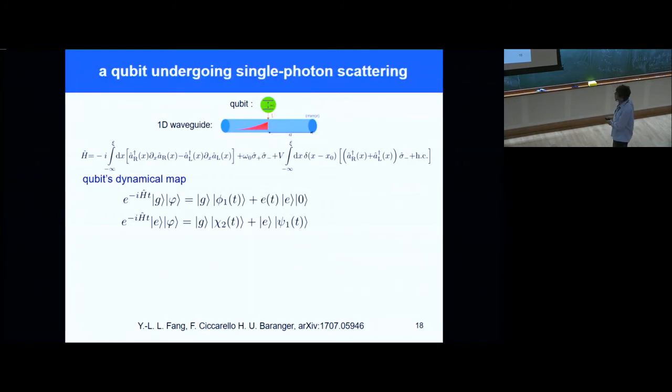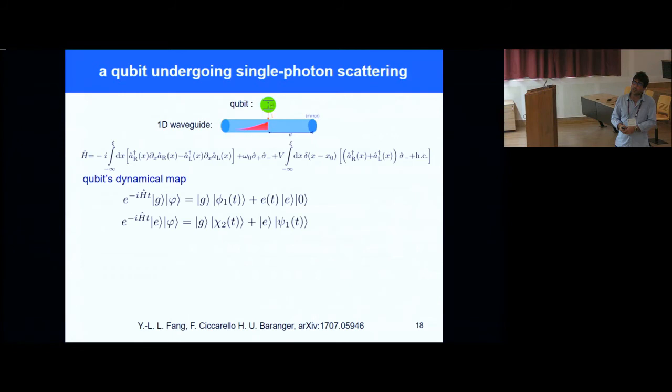Now, using conservation of the total number of excitations, you can write down these ansatzes here, where this phi 1 is a single photon unnormalized state. This is an excited state amplitude. This is a two photon unnormalized field state, and this is a single photon unnormalized field state. Now, the first scattering process takes place in the one excitation sector, the second one in the two excitation sector, and of course, this is the tougher one to deal with, to cope with.